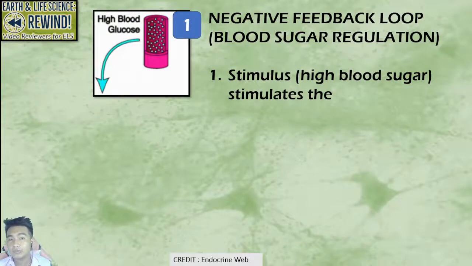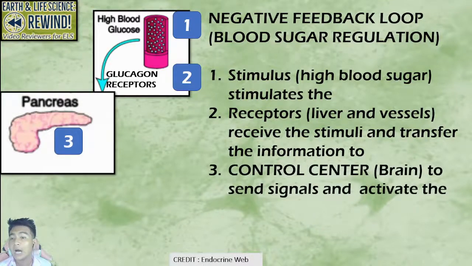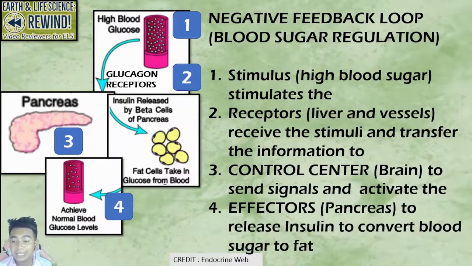The stimulus would be a high blood sugar within our blood and blood vessels and liver. It stimulates the receptors, which are the glucagon receptors within our blood vessels and even the liver. And when they receive the stimuli, they transfer the information to our brain, which activates the pancreas to release insulin and convert blood sugar to fat.